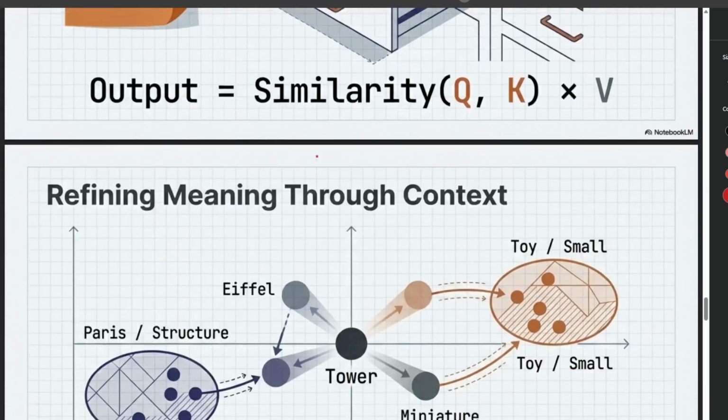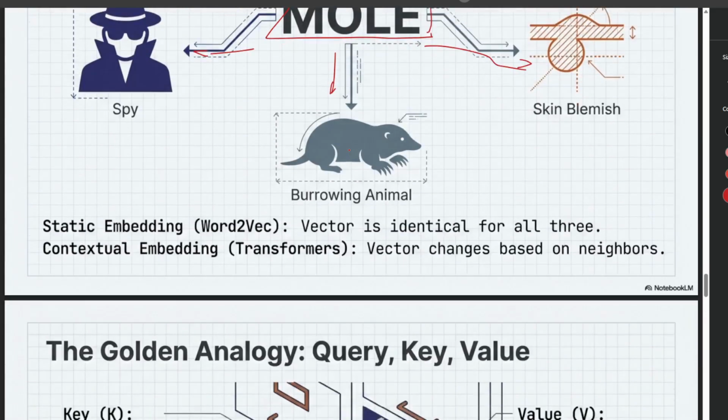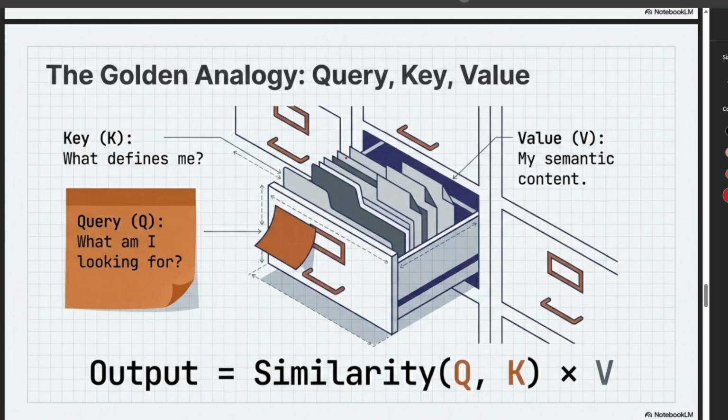To implement this, we use the golden analogy of attention: query, key, and value. Imagine this filing system. The query is what am I looking for? For example, am I an adjective looking for a noun? The key is what defines me: I am a noun. The value is what information I hold, like my meaning. If the query matches the key, we extract the value.